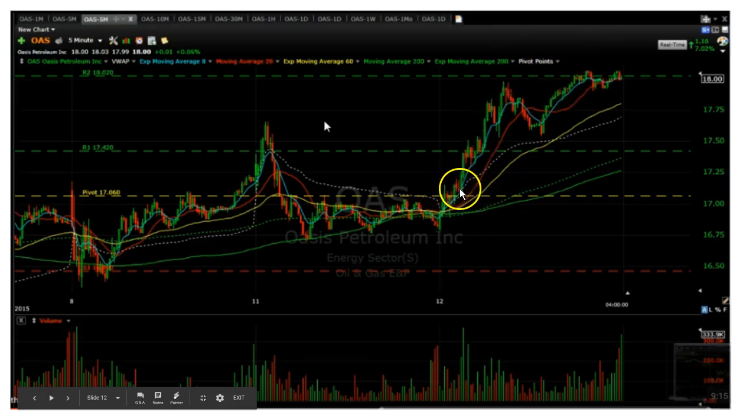Now, you could have played this on the break of say $17.20, and you would have known you had VWAP here to protect you and keep you in the stock as it climbed up. All right, back here it did it also. It was below VWAP, it breaks above VWAP, and then you get this move up on OAS.